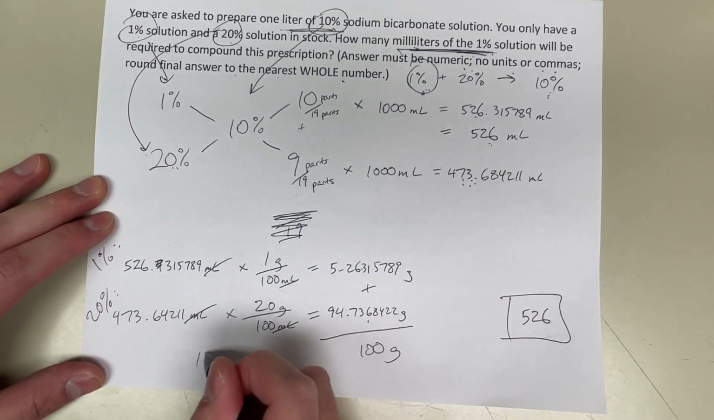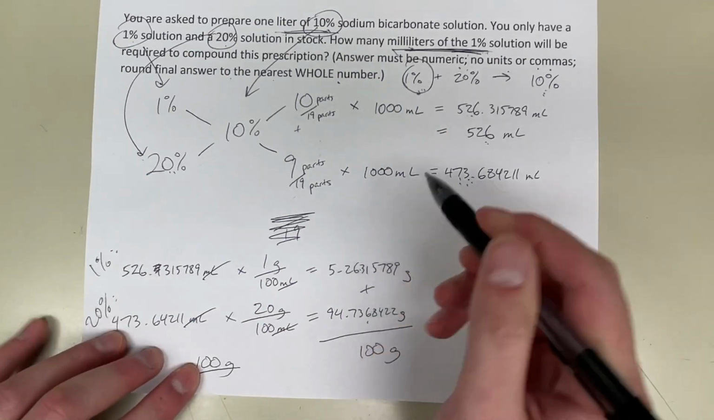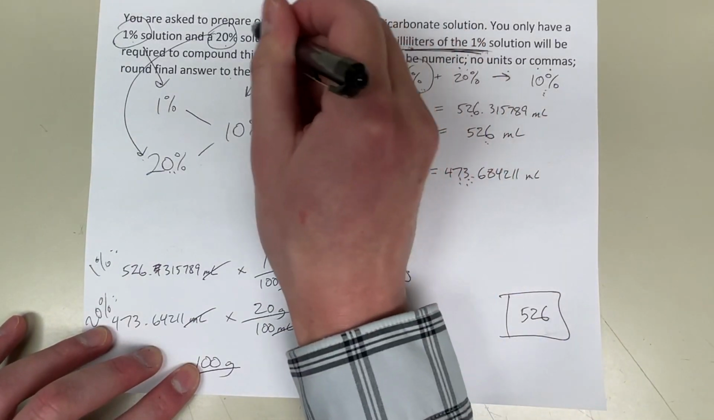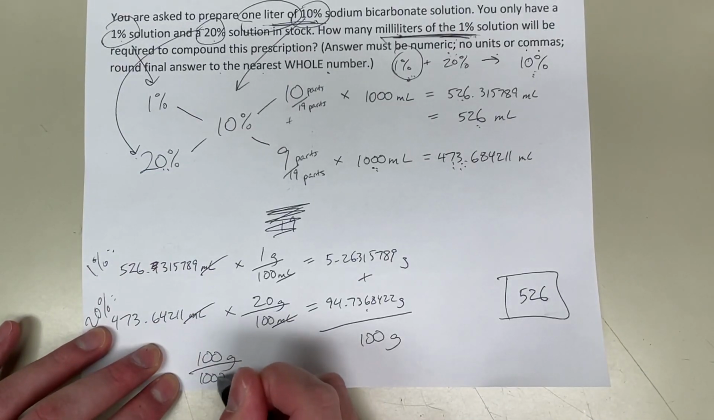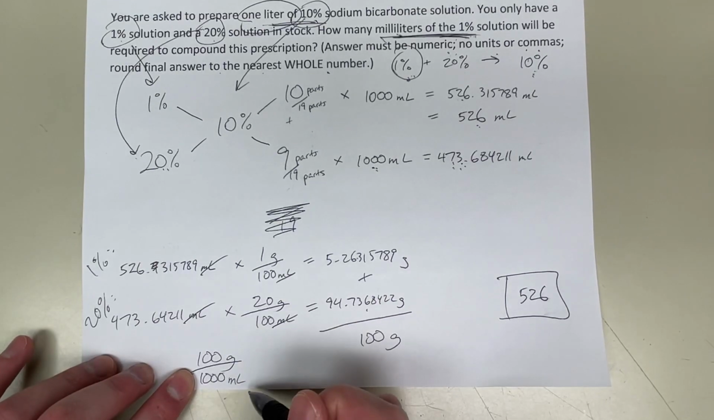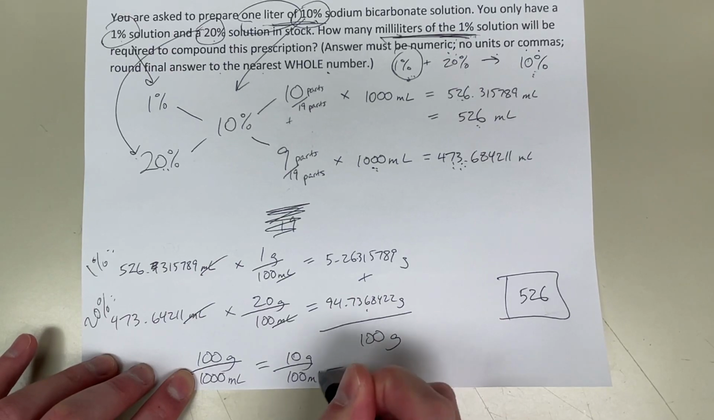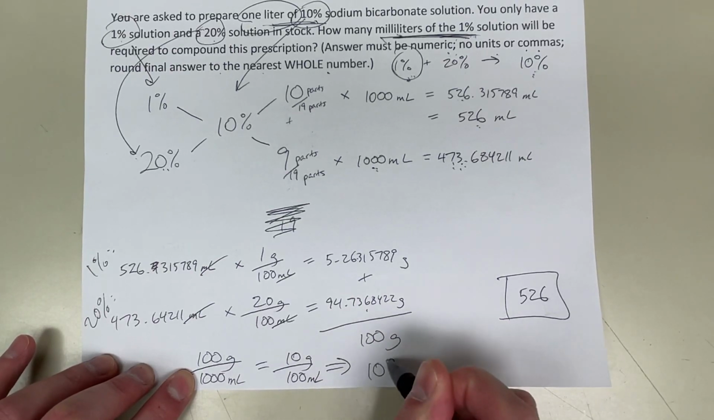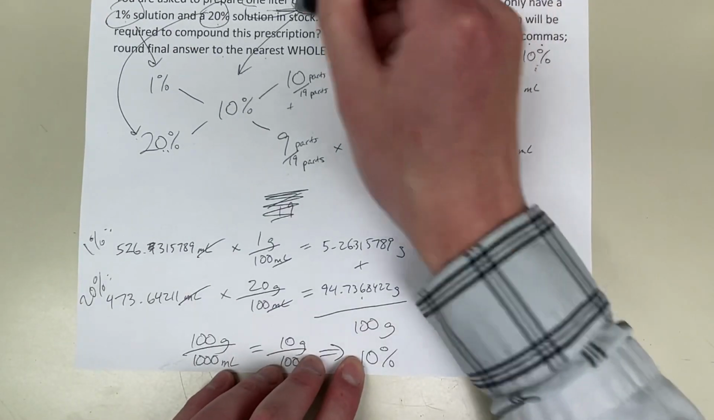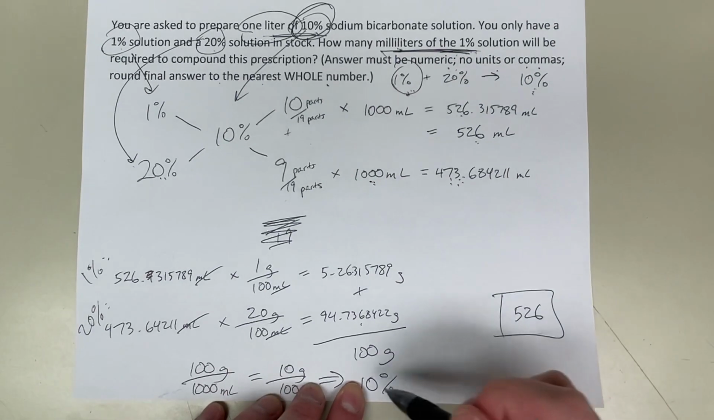Right, and since this 100 grams is in 1 liter total, it's over 1,000 milliliters. Right, so 100 grams over 1,000 milliliters is the same thing as 10 grams over 100 milliliters. And that's the same thing as 10%, right? Which is what the question's asking for, 10%. That's how you know this answer is correct.